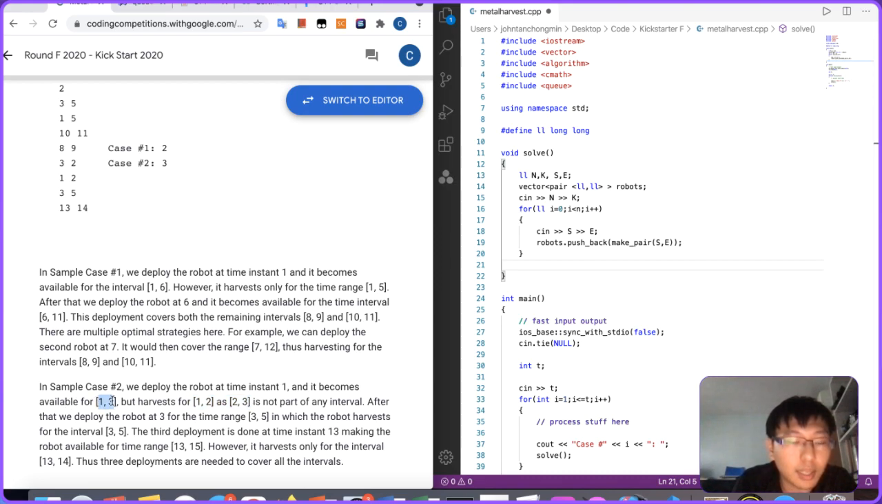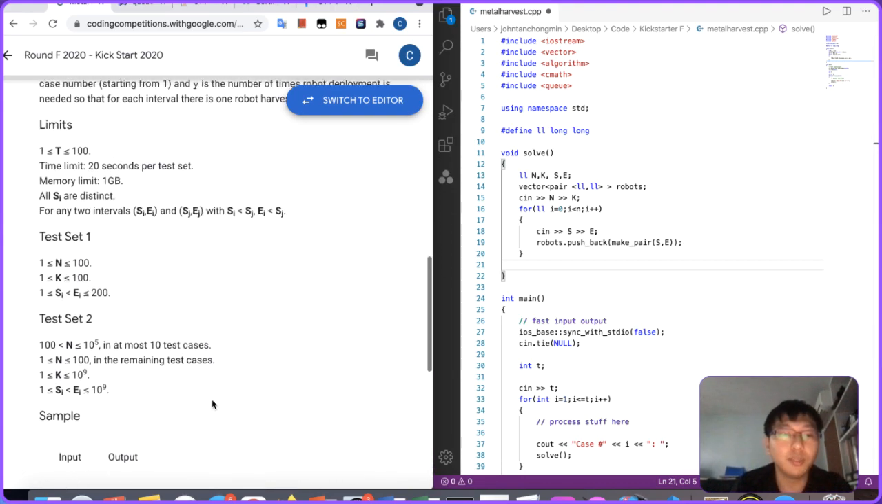Yeah, I guess the interval is not the start and the end. It's more like the segment length. So if it starts at 1 and it ends at 3, the segment length is 2, and over here the segment length is 1. So for all purposes of this question, as long as my start number and my end number of the robot deployment falls within this segment here, I will cover the entire segment fully.